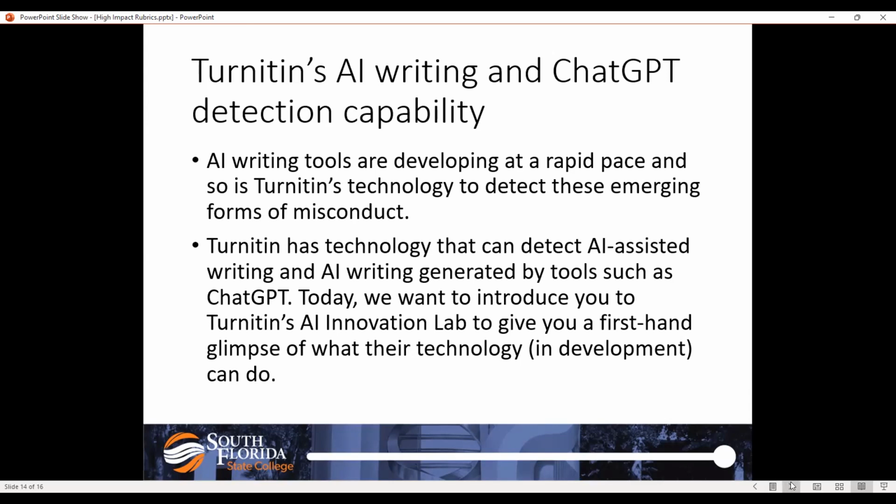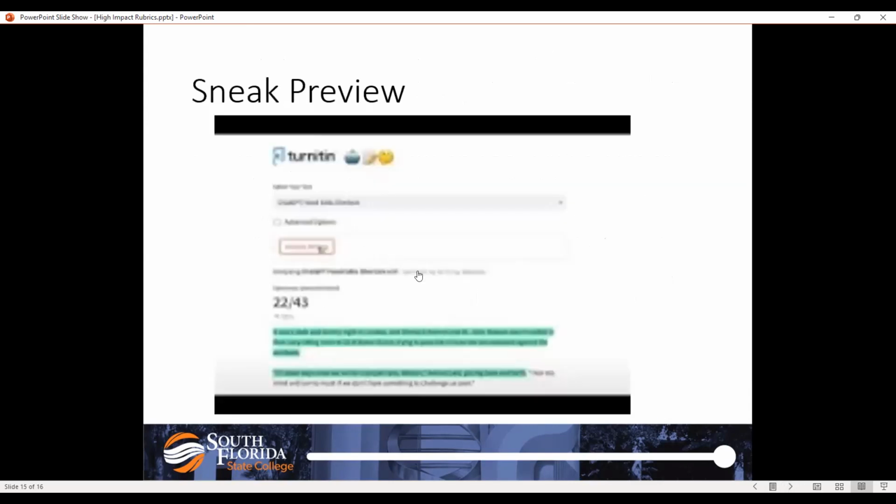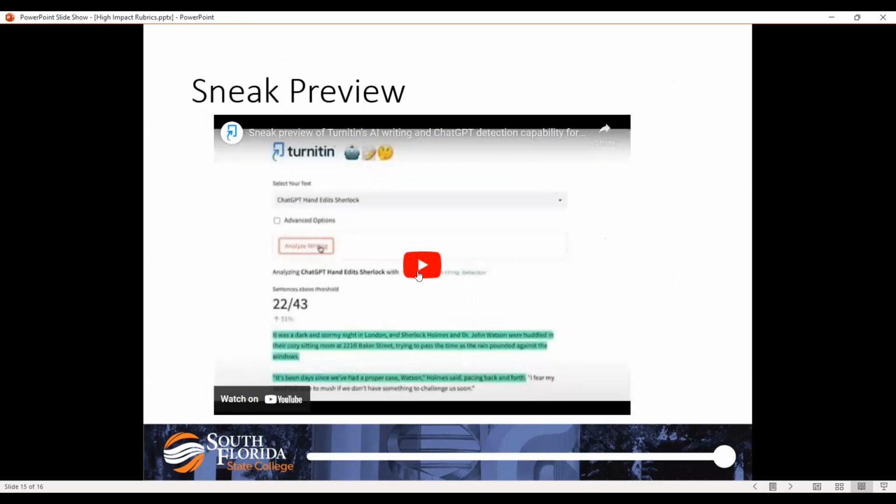Let me see the best way to do it. It's pretty small here. I'm going to go ahead and click on it, but I think I might have to share a different screen with you guys because it's kind of small, but let's see.